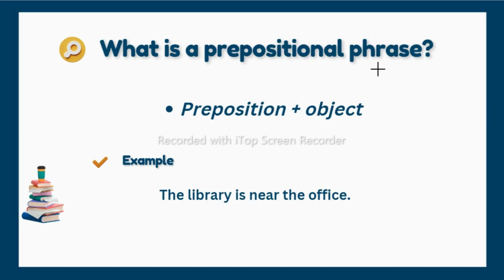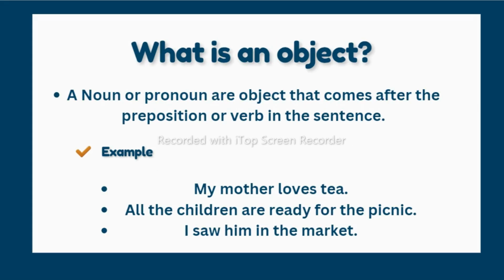A prepositional phrase is a combination of preposition plus object. Now, what is an object? We have seen preposition and we also have seen phrase. Now, let's see what an object is here. An object could be a noun or pronoun that comes after the preposition or verb in a sentence.